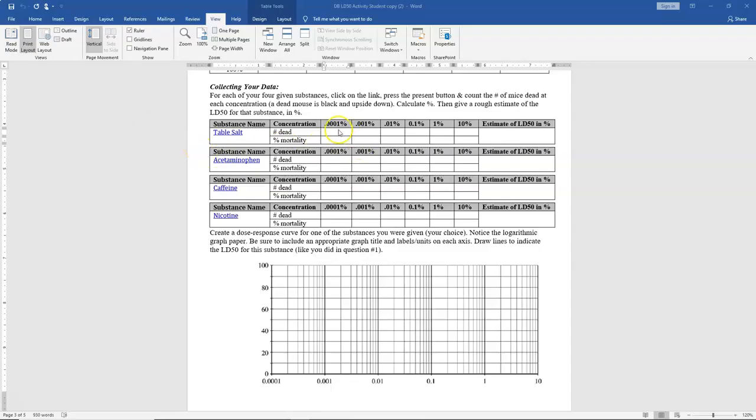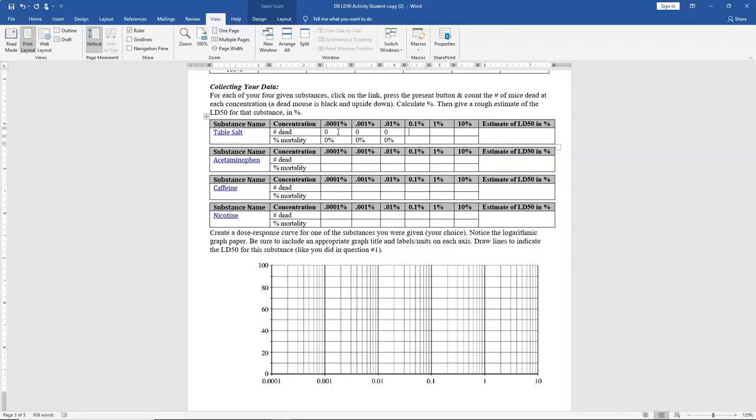Okay, so going back to our data table here, I'm going to go ahead and fill in what we found out from that experiment. 0 mice were dead at 0.0001%, so that would have a 0% mortality. Same with this one, 0.001, and same with 0.01.